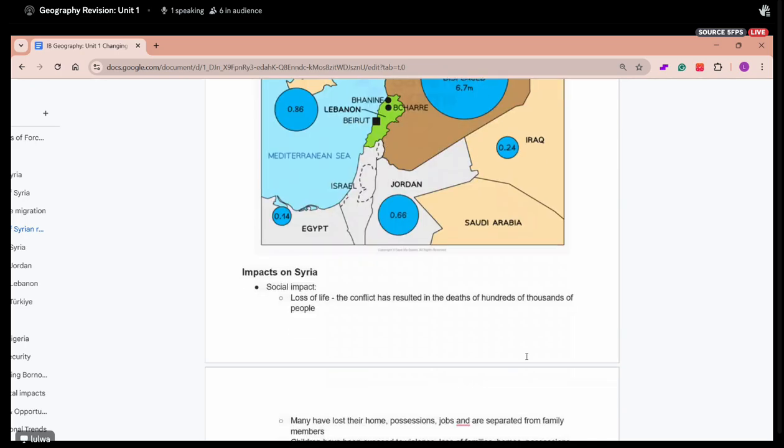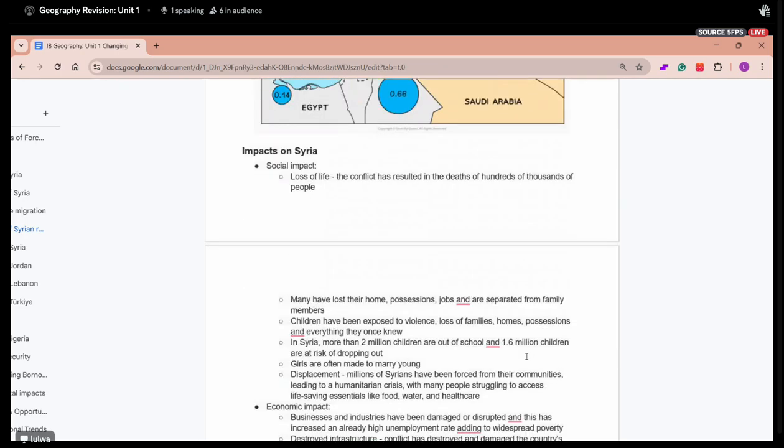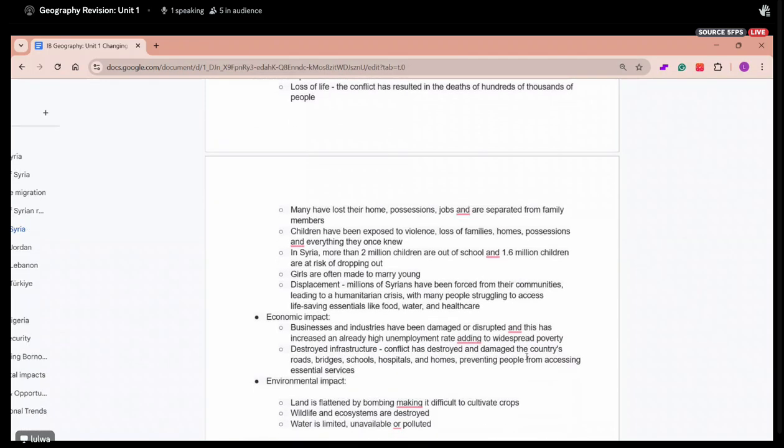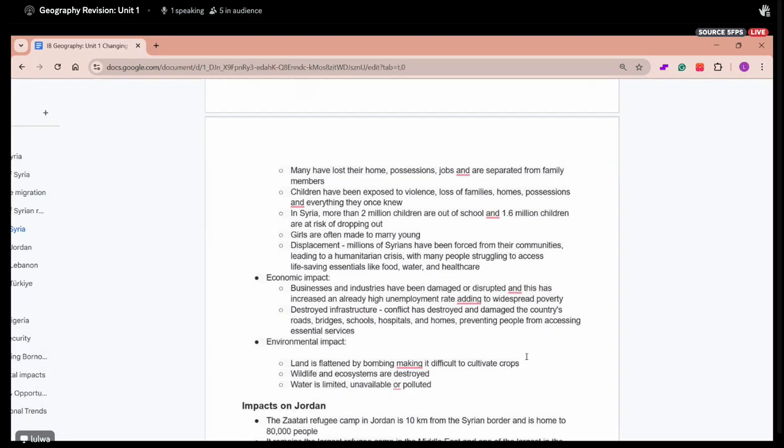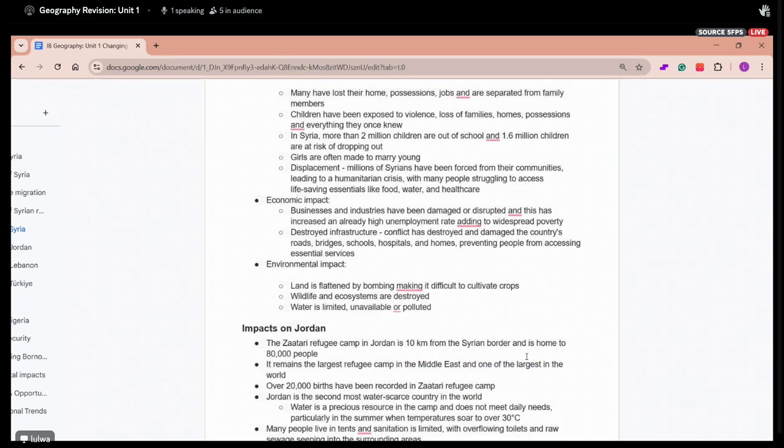So, lots of impacts on Syria. Social impact: loss of life, lost their homes. Children have been exposed to violence. More than 2 million children are out of school, and 1.6 million children are at risk of dropping out. Girls are forced to marry young, and lots of displacement. Economically, businesses and industries have been damaged or disrupted, and the conflict has destroyed lots of infrastructure. Environmentally, the land is flattened by bombing, making it very difficult to cultivate crops. Wildlife and ecosystems are destroyed.